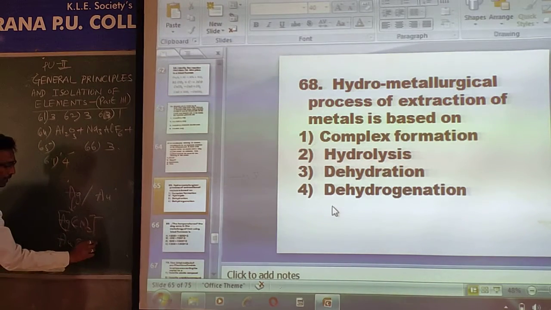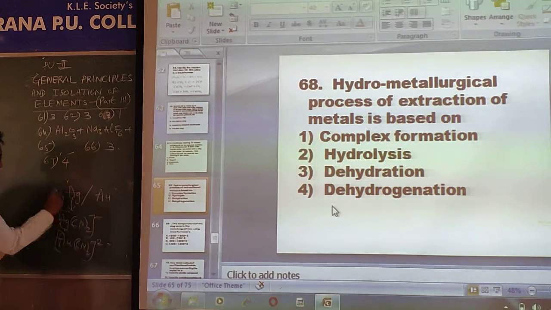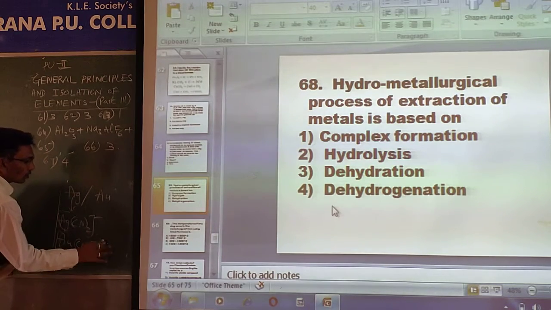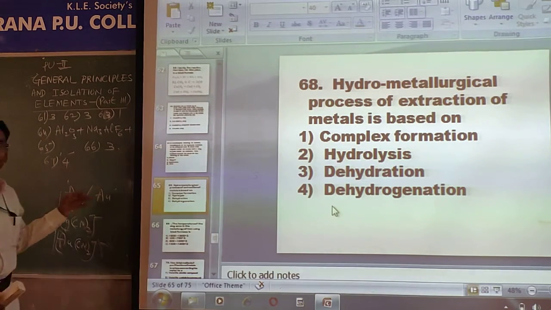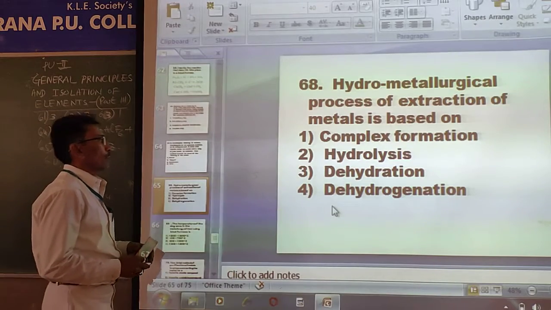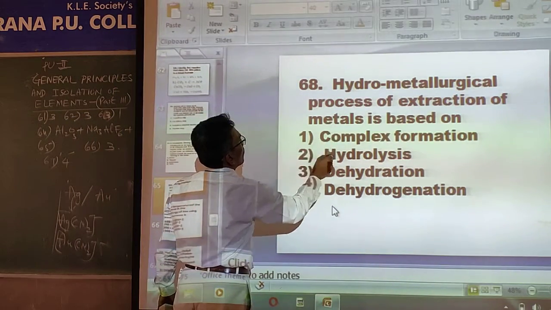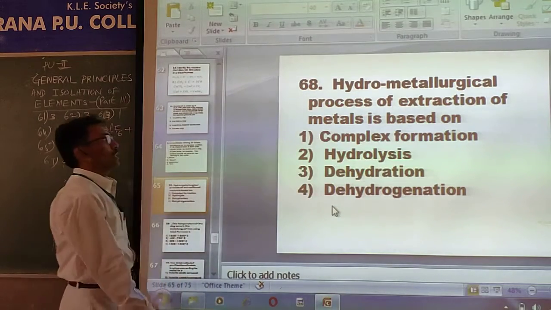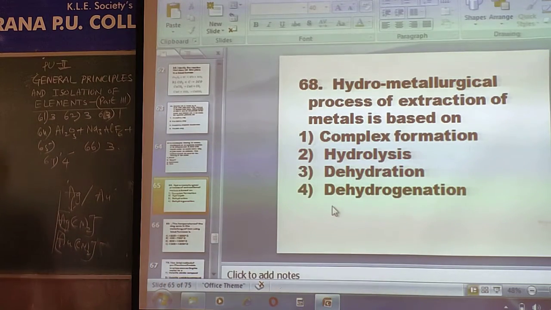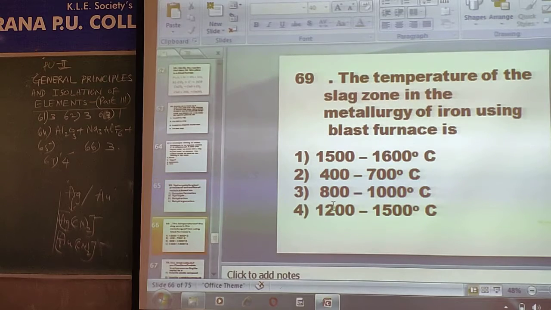AuCl2 minus. These are complexes formed with cyanide. This is the cyanide process, that is. So the answer is complex formation is the right idea, a hydrometallurgical process for silver and gold.